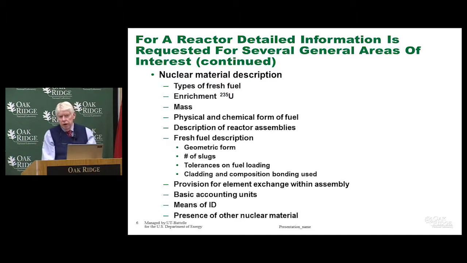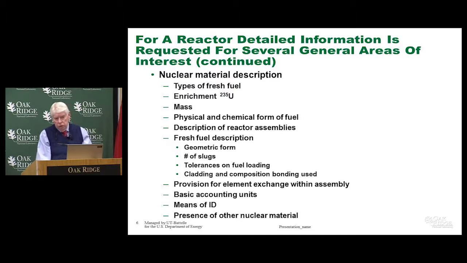A description of the reactor assemblies, should the reactor actually have assemblies. There are some reactors which do not have assemblies or do not have heterogeneous assemblies. But for those that do, they would like to know, are these square assemblies? Are they hexagonal? How many of them are there? And what's inside the assembly? Are there pins inside the assembly? Are there fuel plates inside the assembly? Because this is important when we get to the accountability area.